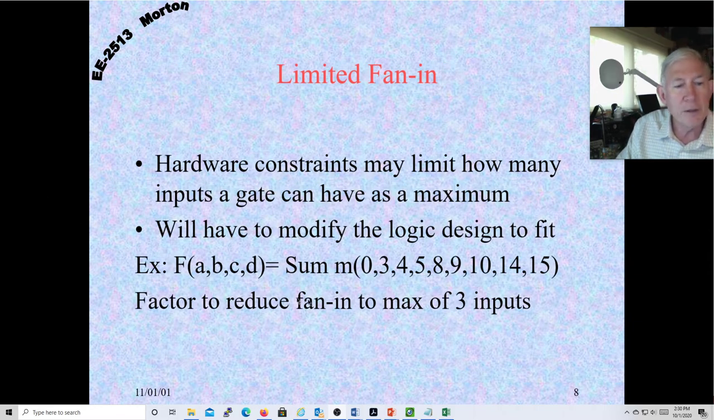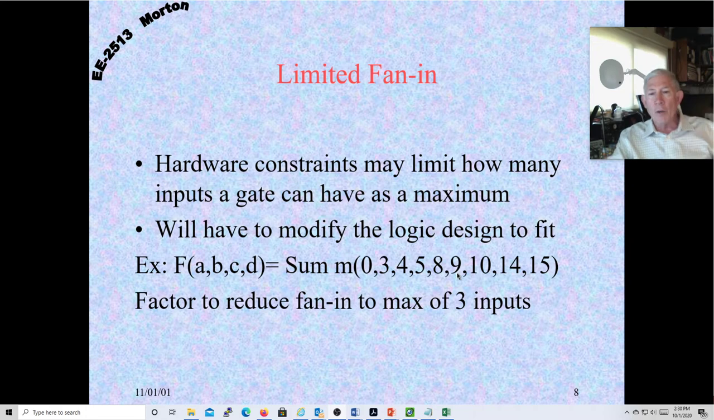So limited fan in. Sometimes there is a practical limit. A gate with, you know, 50 inputs is not practical because there's all sorts of parasitic capacitances and inductances, and it's going to really change the function. And it's not going to behave like some of the other gates with two or three inputs.